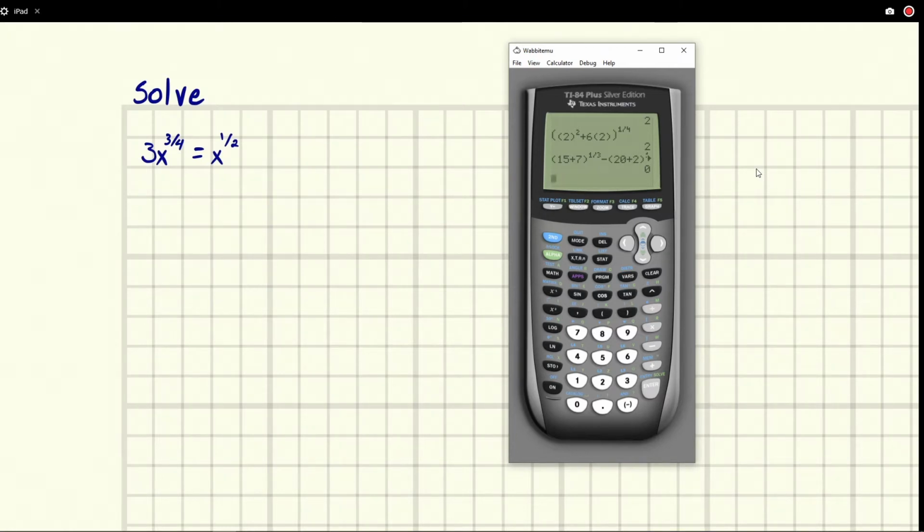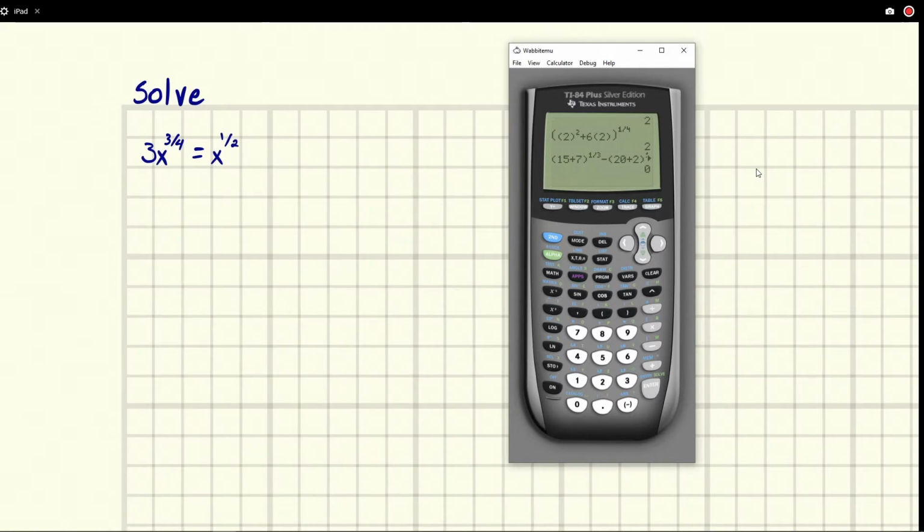3x to the 3/4 is equal to x to the 1/2, and they want us to solve for x. This looks kind of scary at first because they are exponents, they're fractions, and they're not the same, which we have not run into yet. So how are we going to deal with such a thing?